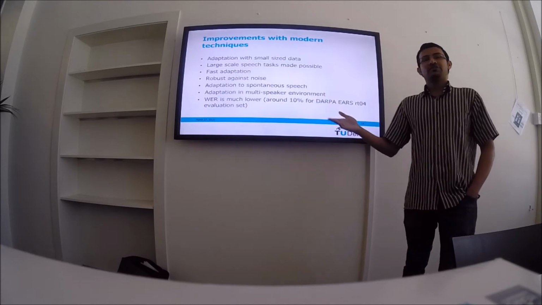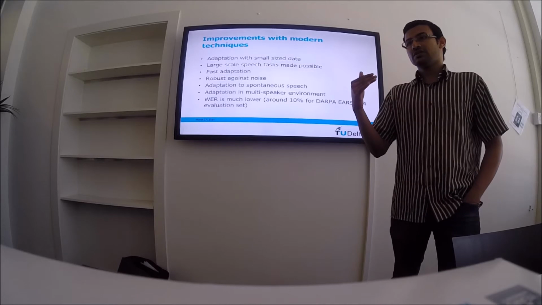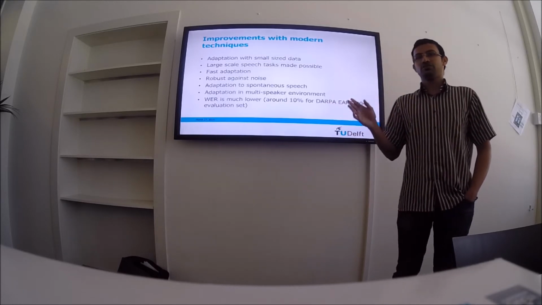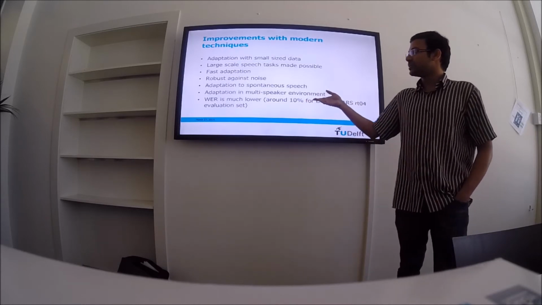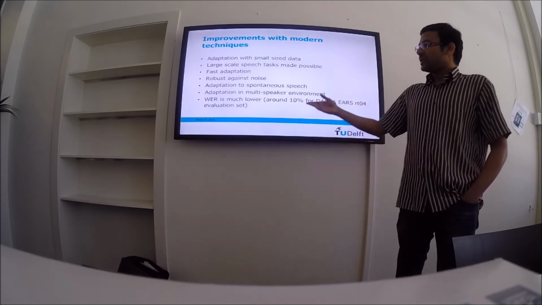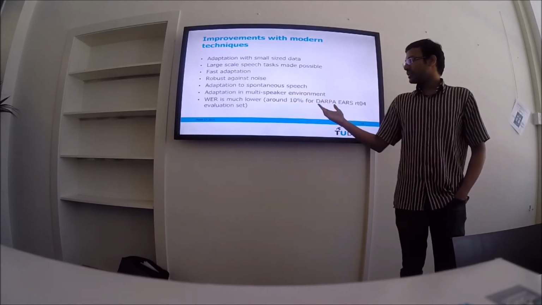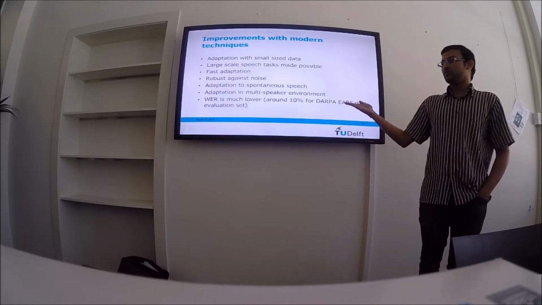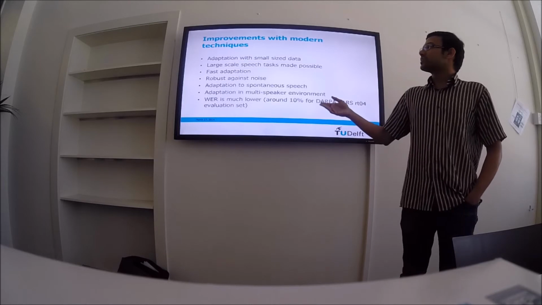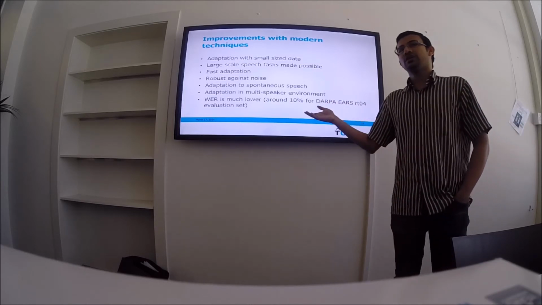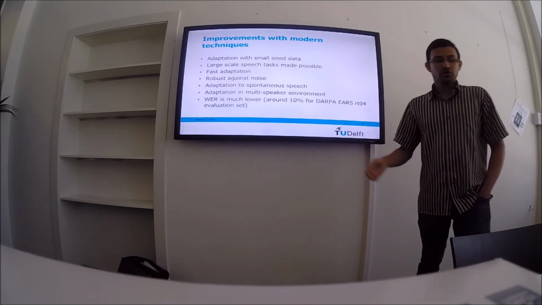Finally, the multi-speaker environment, like in a meeting room when multiple speakers speak, they tend to overlap the signal. Those kinds of problems are also dealt with by the neural network technique, which has been made possible. And the WER, the word error rate, became much lower, something around 10 to 20% for this particular set of evaluation for the speech. So these were the advantages of using the new techniques, but those were non-linear, so a bit more complex.